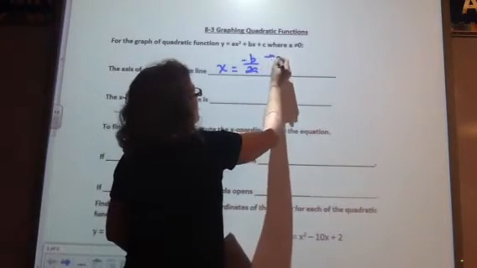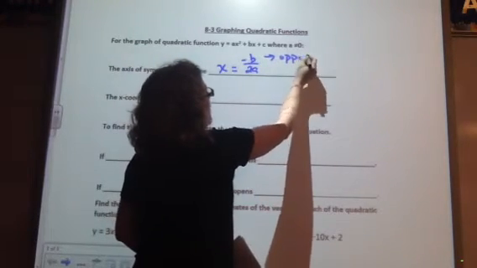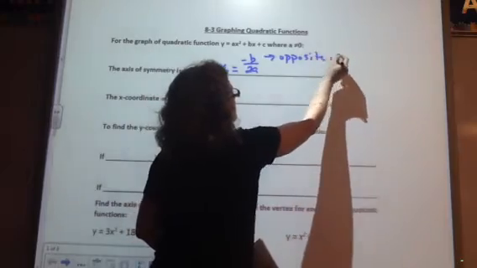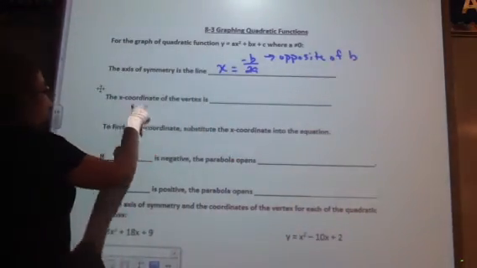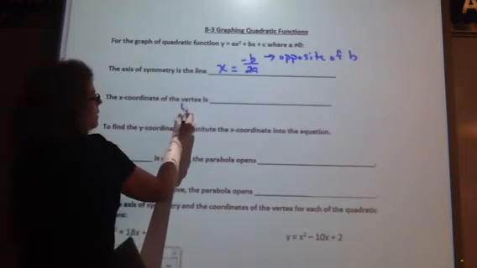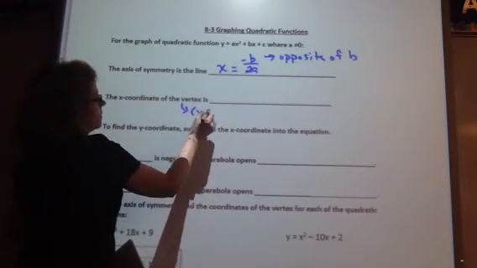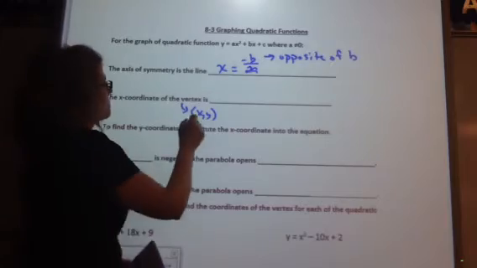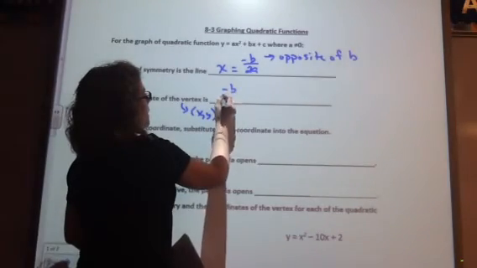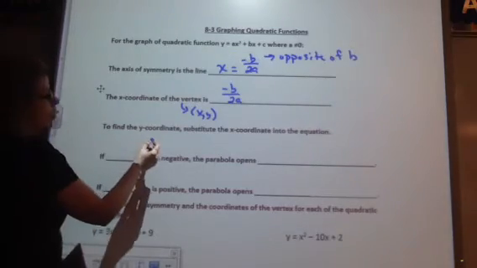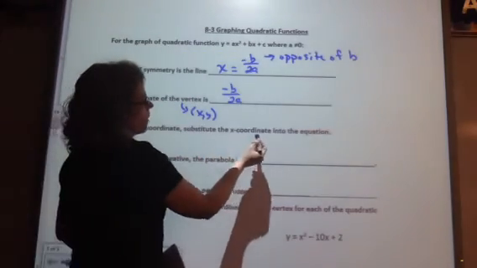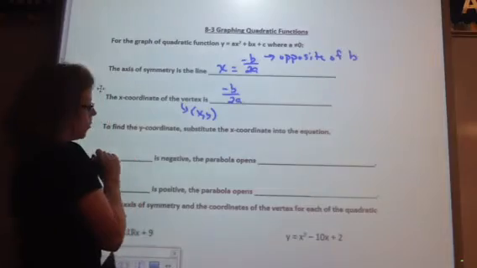Remember, negative b is just the opposite of b. Find the x-coordinate of the vertex. Remember, the vertex is your x and y coordinates. You use negative b over 2a. All right, to find the y-coordinate, you substitute the x-coordinate into the equation once you find the x-coordinate.